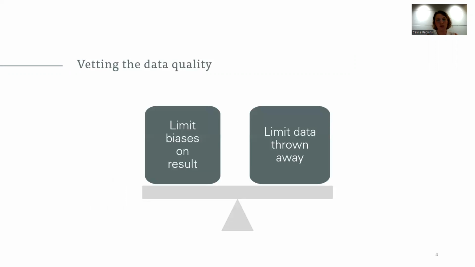In this process of vetting the quality of your data, in the end, you have to make a trade-off between limiting the biases on your result, because as I told you, if you let in the analysis data of low quality, you have the risk of biasing your results. But on the other side of the trade-off, you also have to limit the amount of data that you throw away, because data are costly to acquire and you do not want to waste resources. So in other words, when you vet the quality of your data, you want to make a trade-off between implementing a quality control which is too lenient versus too stringent.